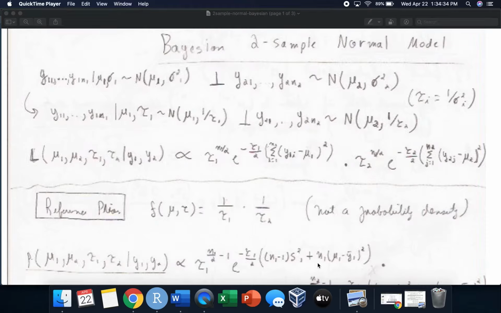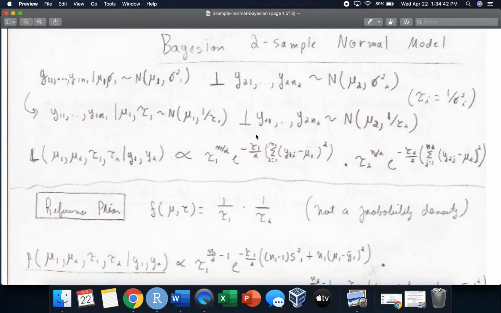Hello, today I'll be going over the Bayesian two-sample normal model. First I'll go over some of the theory, and then I'll go over how to implement it in R. This first section here goes over the model setup.